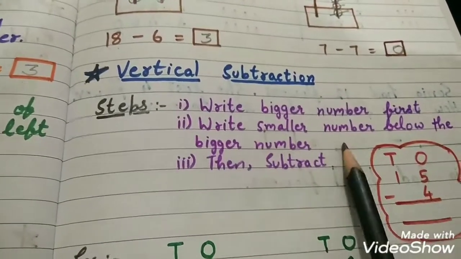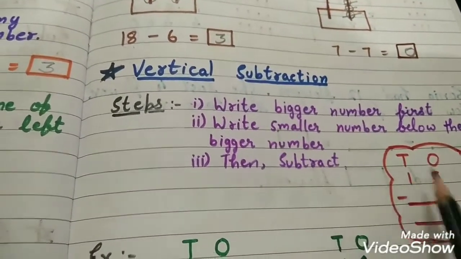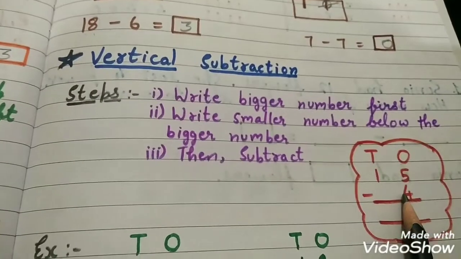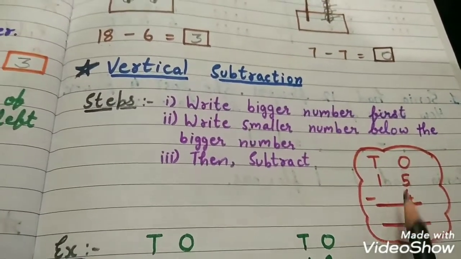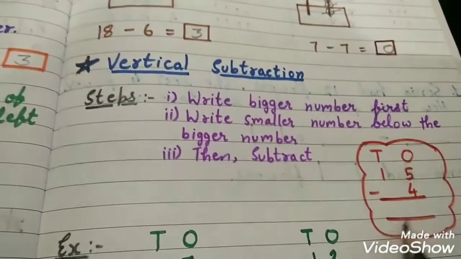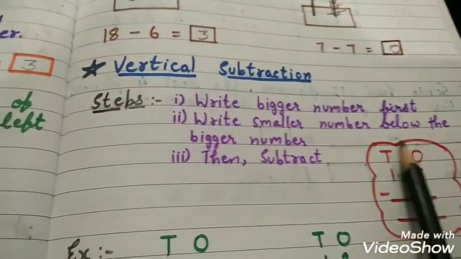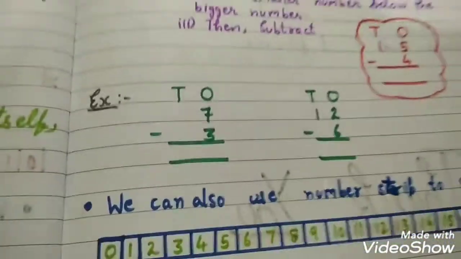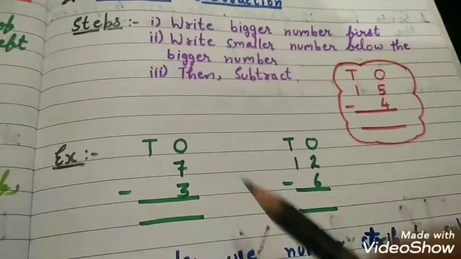Second step, write smaller number below the bigger number. We have written here 4, the smaller number below the bigger number. Then we have to subtract it, right? This is called vertical subtraction. Let us see 2 examples on this vertical subtraction.